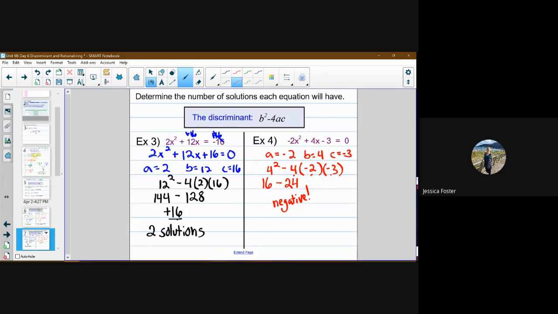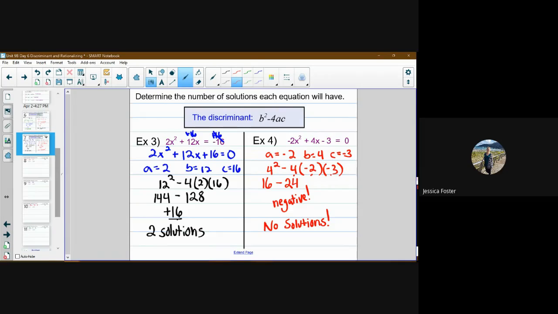I'm not even going to do this one, 16 minus 24, because I'm trying to prove the point. I don't have to. I don't care what the value of that number is. I just need to know that it's going to be negative. And I know it's negative because I'm subtracting a larger number from a smaller number. So there are going to be no solutions here. All right. That is how you can use the discriminant to determine the number of solutions. Because maybe you don't actually care what the solutions are. Maybe you just need to know how many there are or even if there's a solution.